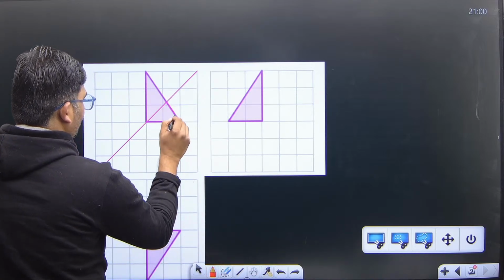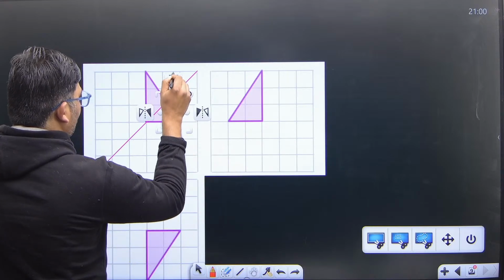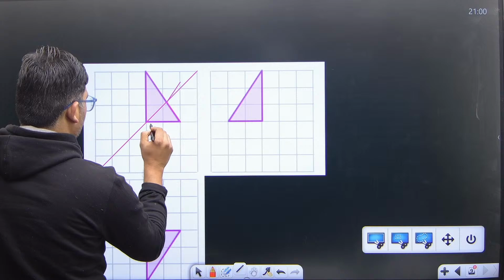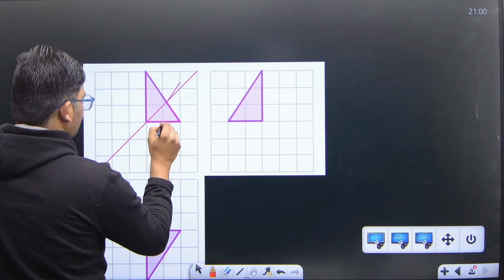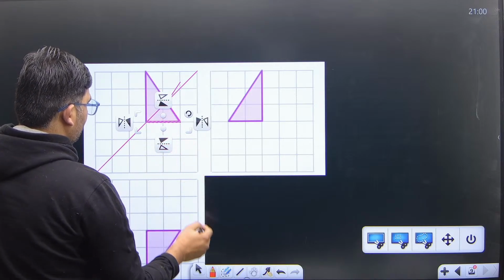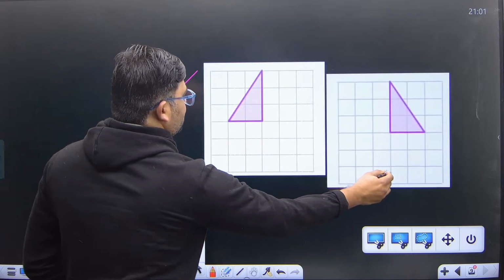So I have to make the mirror of this line on the top of it, and okay, it is mirroring only with the x-axis. Okay, fine. Okay, let me explain it to you again.